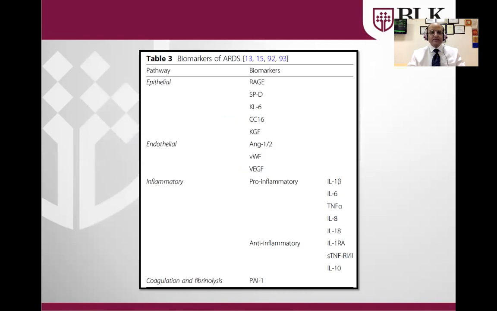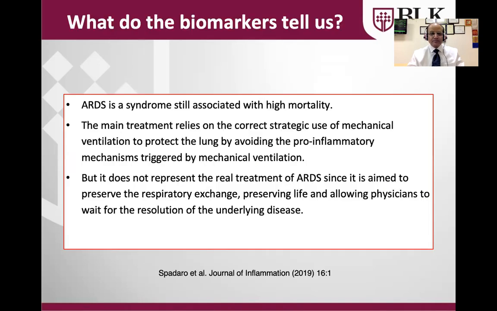So to summarize the biomarkers of ARDS, epithelial damage is caused by all these biomarkers, starting from RAGE to KGF. Endothelial damage is caused by angiopoietin 1, 2, von Willebrand factor, etc. Inflammatory, we have pro-inflammatory and anti-inflammatory. We know that concept very well. Anti-inflammatory, the major being IL-10, and pro-inflammatory major being IL-6, TNF-alpha. And then we have coagulation and fibrinolytic agents, also biomarkers. So what do the biomarkers tell us?